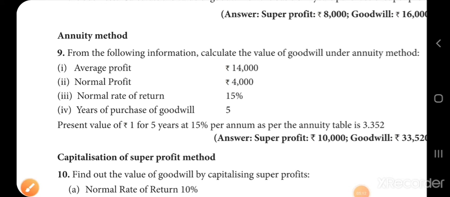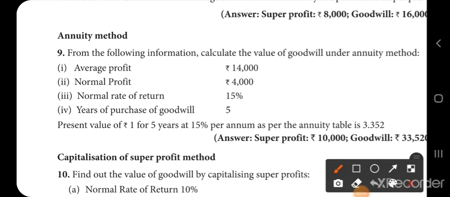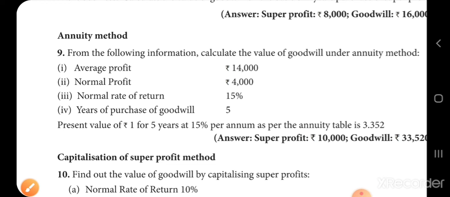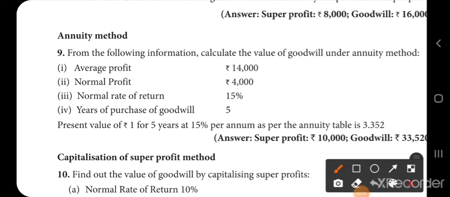Exercise 9. From the following information, calculate the value of goodwill under the annuity method. Average profit is 14,000. Normal profit 4,000. Normal rate of return 15%. And years of purchase of goodwill 5. Present value of rupee 1 for 5 years at 15% per annum as per the annuity table, that is, the present value of annuity is given as 3.352.